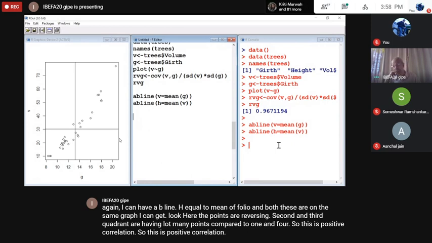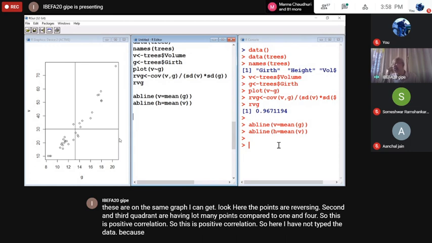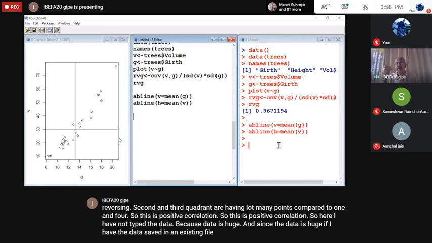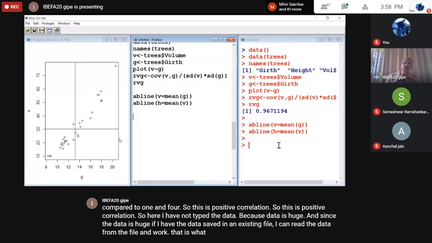So here I have not typed the data, because the data is huge. Since the data is huge, if I have the data saved in an existing file, I can read the data from the file and work. That is what I have shown in the second part of today's session.